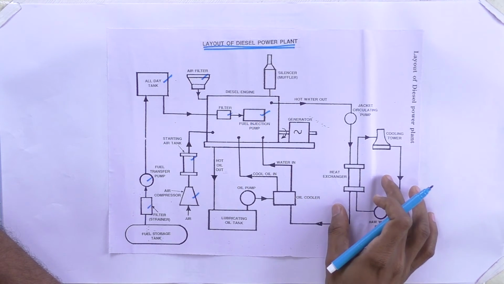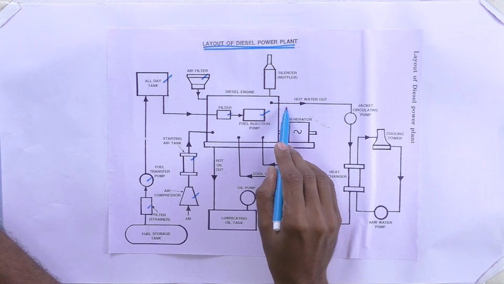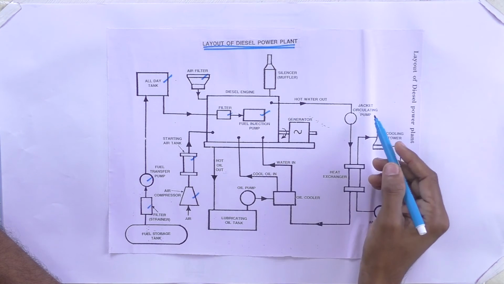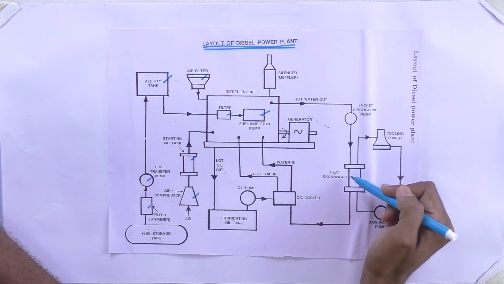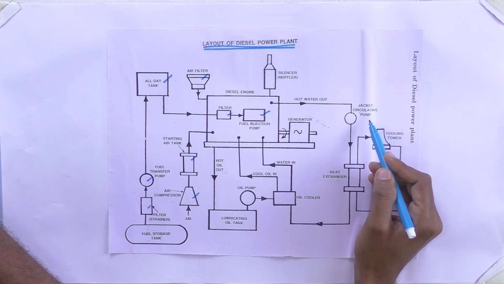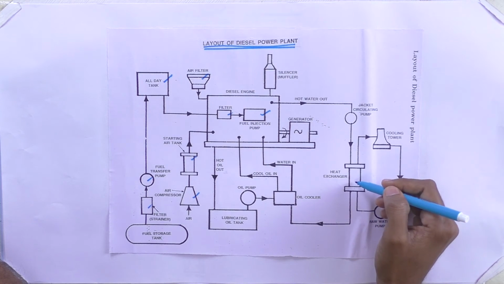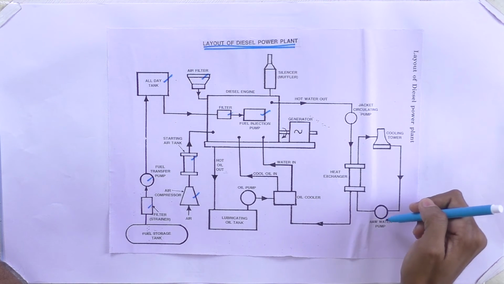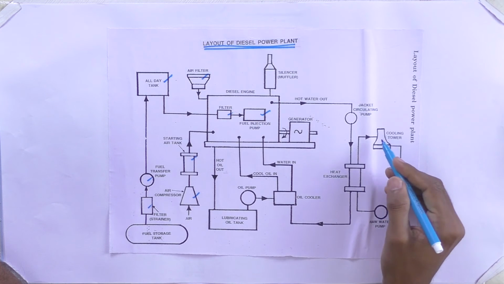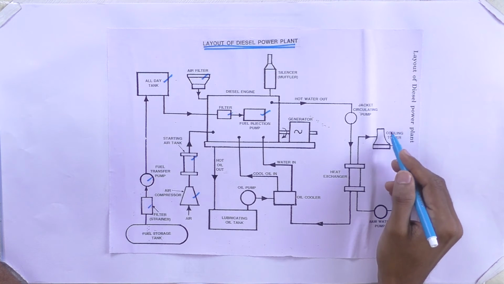If you consider the water, the input is water for reducing the temperature or cooling the engine, so the hot water, the output of the engine, comes out, and then it is collected and sent to the heat exchanger through the jacket circulating pump. The heat exchanger here is attached with the cooling tower and raw water pump, and the cooling tower is used to cool the hot water by the natural flow of atmospheric air.